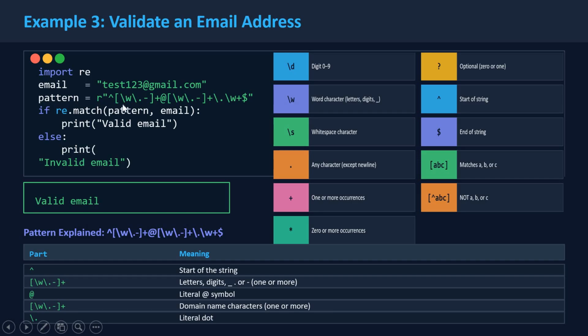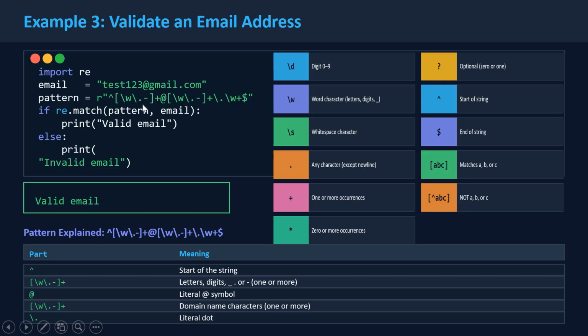So here again we are checking the pattern. First we are checking \w. What is \w? \w represents word characters, that's a letter, digit or underscore, right? So it will check only the letter, digit and underscore. Okay, letter and digit, fine, it is there.